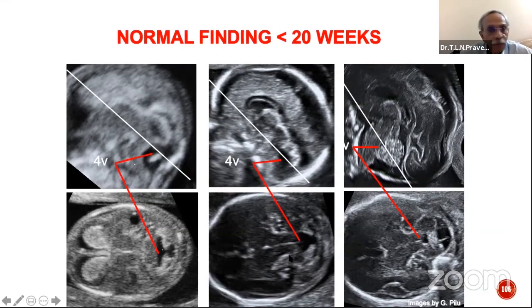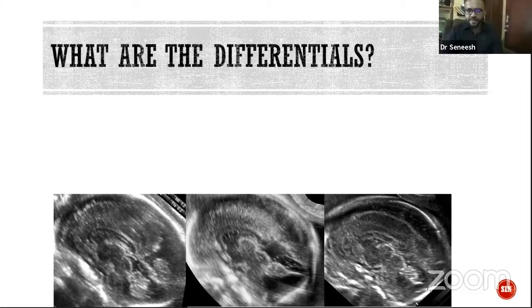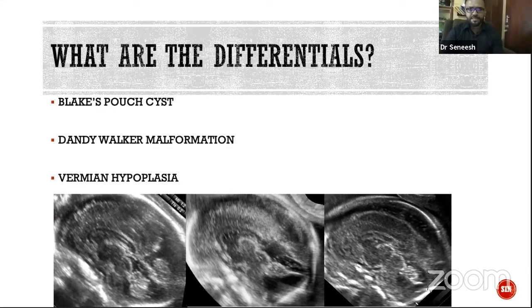Right. Yeah. Next. So Seneesh, now you have a more than 20 weeks gestation fetus with an open fourth ventricle. What are your differentials and what would be your next step? The differentials are very easy, Meenu. You have to differentiate between three conditions: Blake's pouch cyst, and more ominous differentials such as Dandy-Walker malformation and vermian hypoplasia.